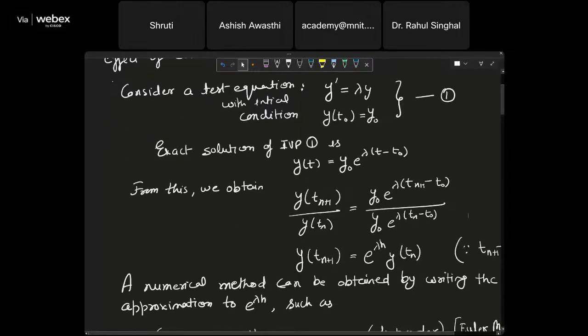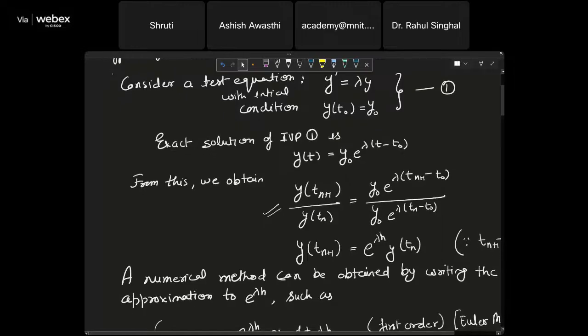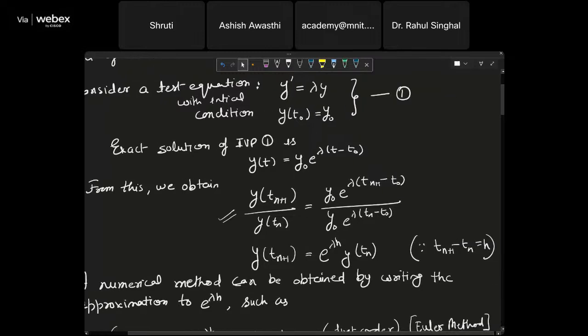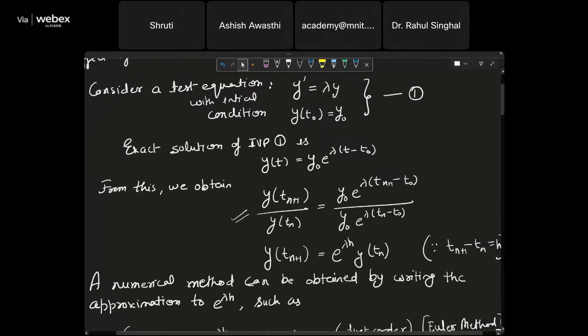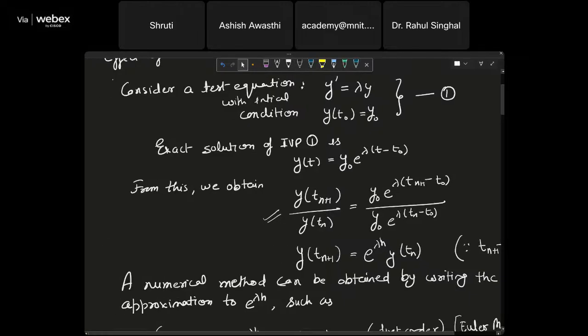Okay, so from this, what we can do further, we can write down the y at tn plus 1 in terms of y tn, using this division of y tn plus 1 over y tn, and that gives us this. tn plus 1 minus tn is nothing but a step size h. Okay, so that is what I'm using here and writing finally e power lambda h.